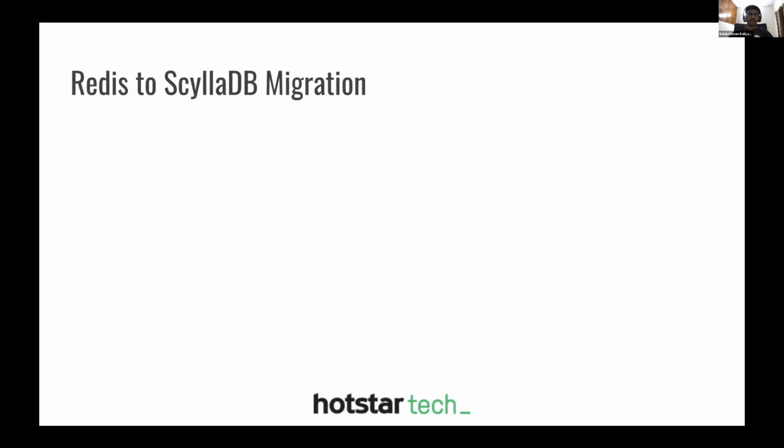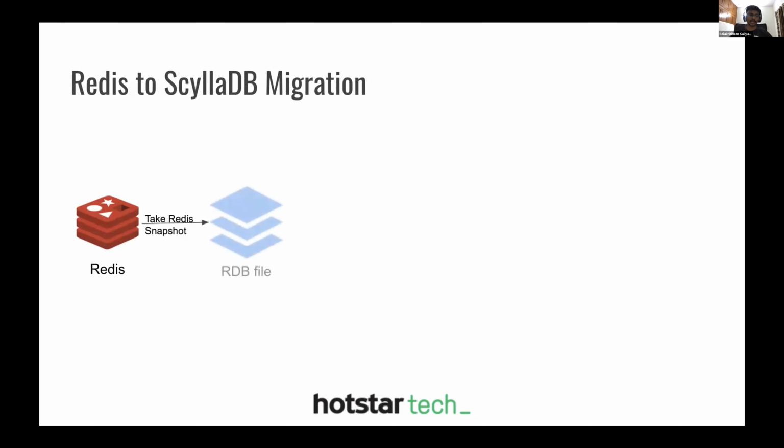Let me start with the Redis to ScyllaDB migration. From Redis, we extract the Redis snapshot as an RDB file. There's an inbuilt command in Redis to convert the entire Redis data into an RDB file. Once the RDB file is generated, you can convert it into a CSV file using an RDB to CSV library, which allows you to convert all the data into CSV format.